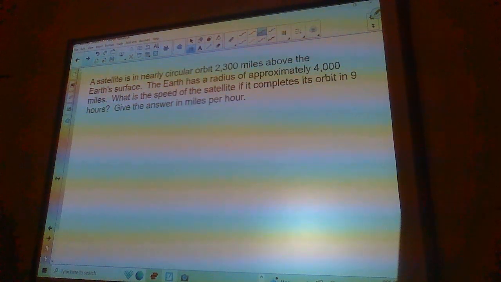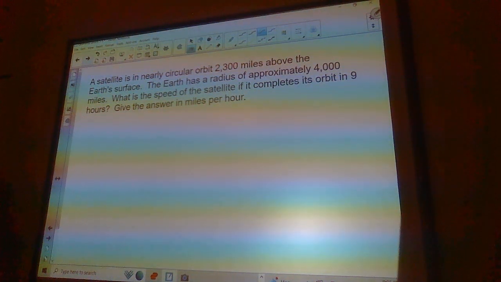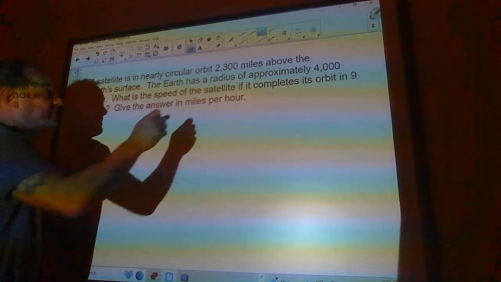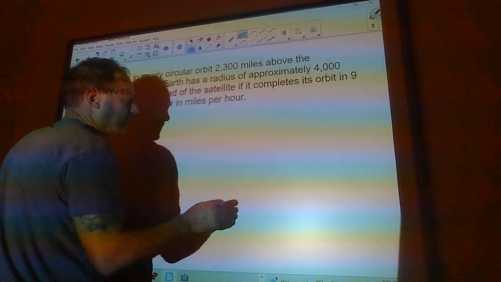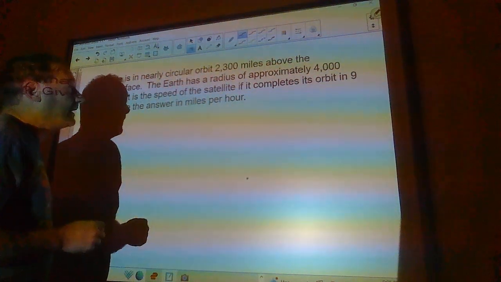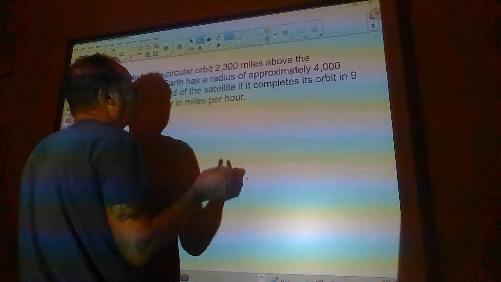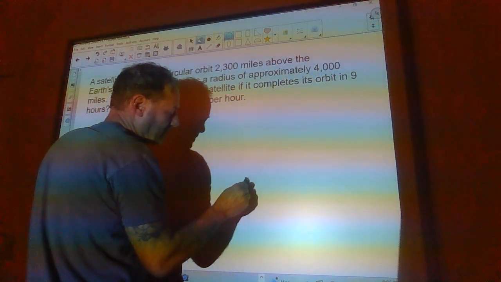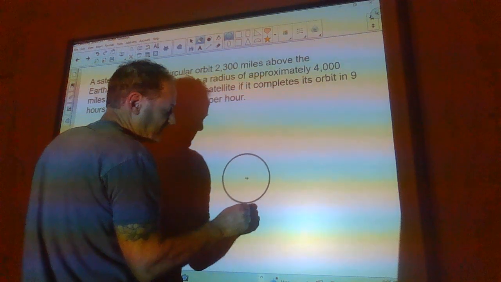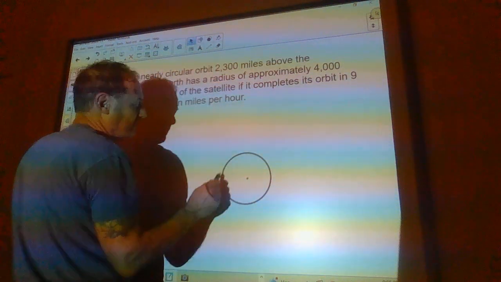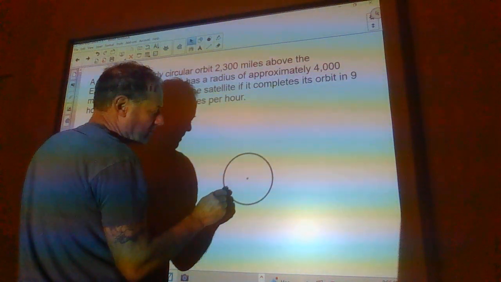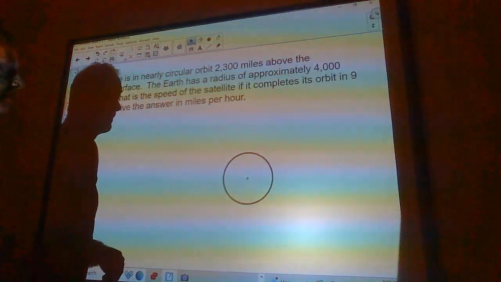A satellite is in nearly circular orbit 2,300 miles above the Earth's surface. All right, let's sketch a picture of this. Now, this is a picture that you got to be really careful of. Okay, so the first thing we're going to do is, let's move this just a little bit. There we go. This is the Earth.